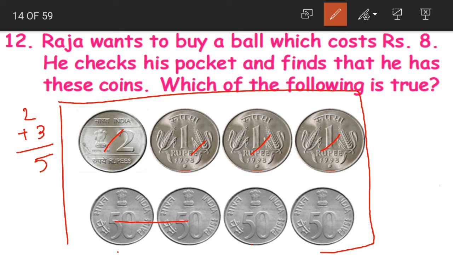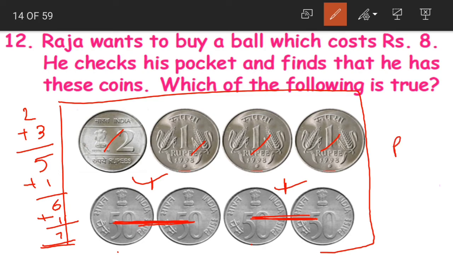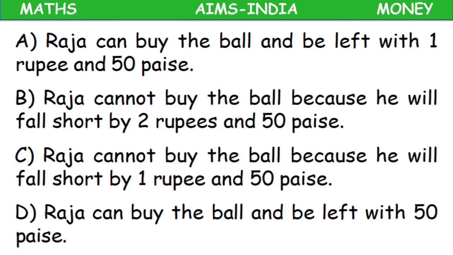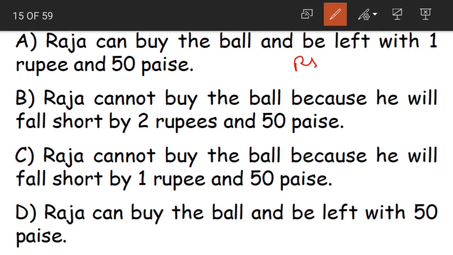Then again we have 50 paise coins here, which is equal to 1 rupee, and again 50 paise coins which is equal to 1 rupee. So 5 plus 1, 6. Then again another 1. When we add all these together, the total value is 7 rupees. And what does Raja want to do? Raja wants to buy a ball which costs 8 rupees. Remember children, amount Raja has is 7 rupees. The cost of the ball is 8 rupees.